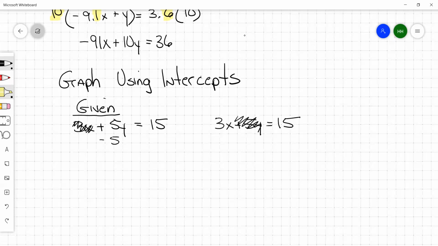What did I do here? Divide both sides by 5 to begin with. Your y is equal to 3. Then divide both sides by 3. Your x is equal to 5.